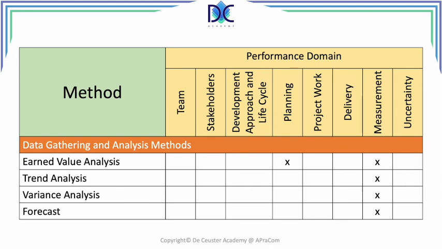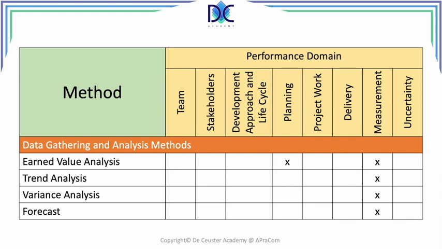Let's have a look where these methods link with the performance domains. We have earned value analysis, which is typically in planning and measurement, and trend analysis, variance analysis, and forecast are part of the measurement performance domain.